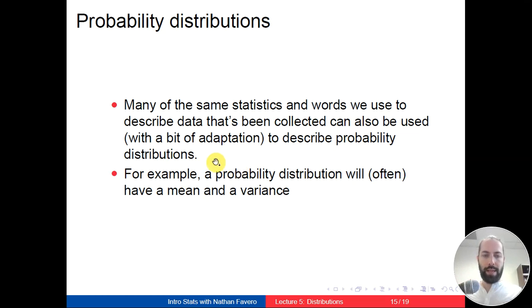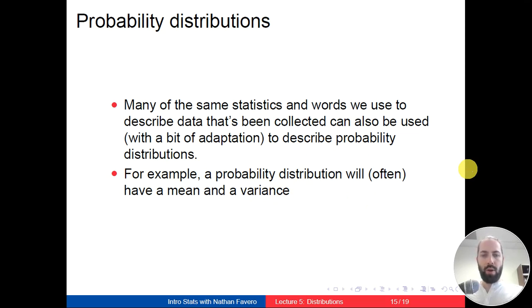And so, for example, probability distributions are often going to have a mean and a variance, and we'll have to calculate them a bit differently than we do for a distribution of data. But those are two terms that we've been using throughout the semester now to describe a distribution, calculating the mean of the distribution, the variance of the distribution for a particular variable. We can use those same descriptors for a probability distribution, although the way we calculate them, like I said, has to be a little bit different.